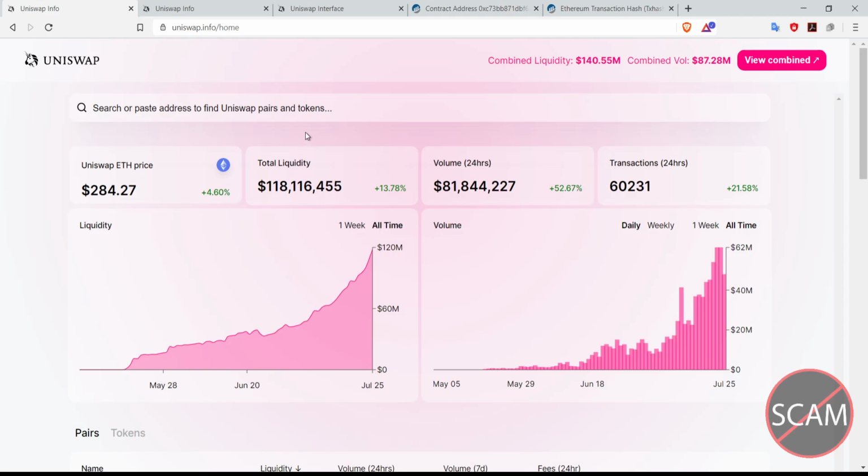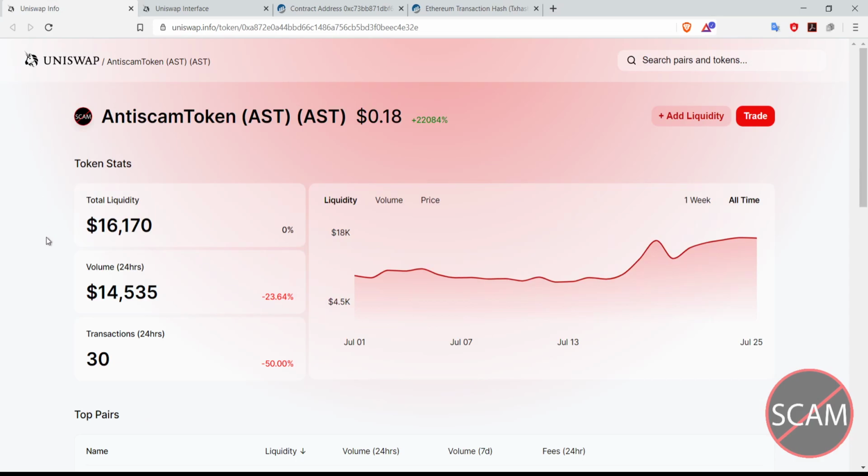So what is liquidity on Uniswap? Let's just take a look at an example. So this is anti-scam token. Currently, I'm sitting at $16,170. And liquidity on Uniswap is basically provided by the people. And these people that provide liquidity are rewarded by getting a fee from every trade.